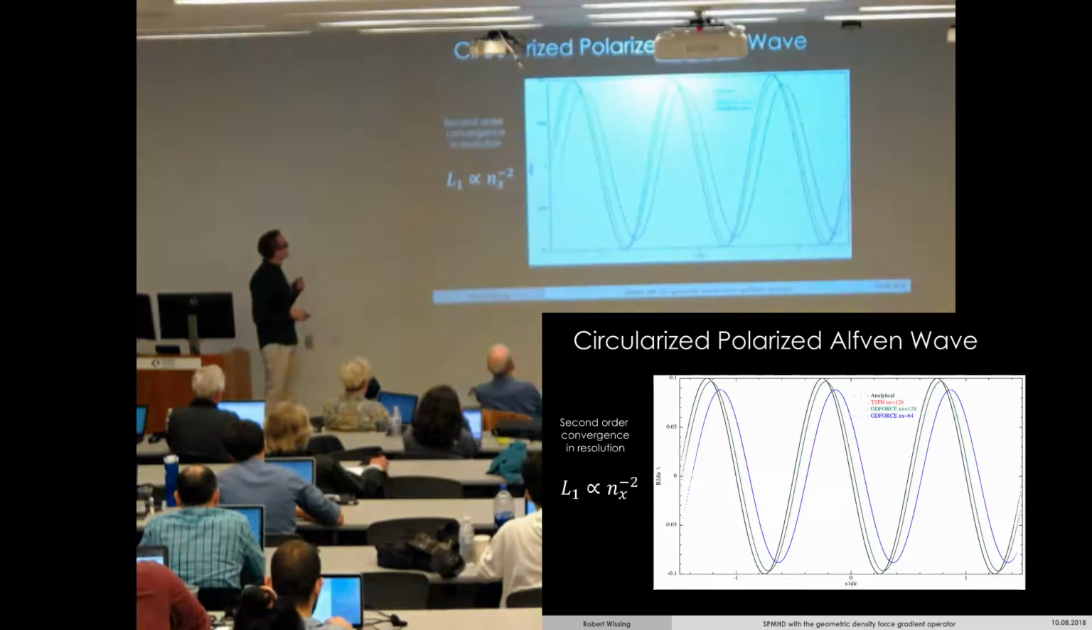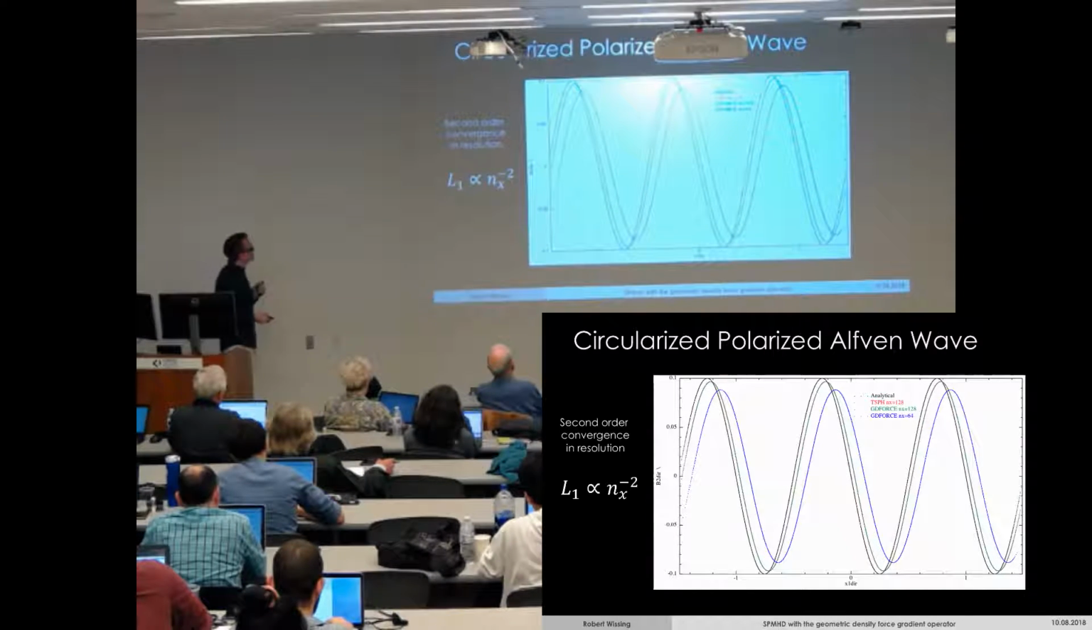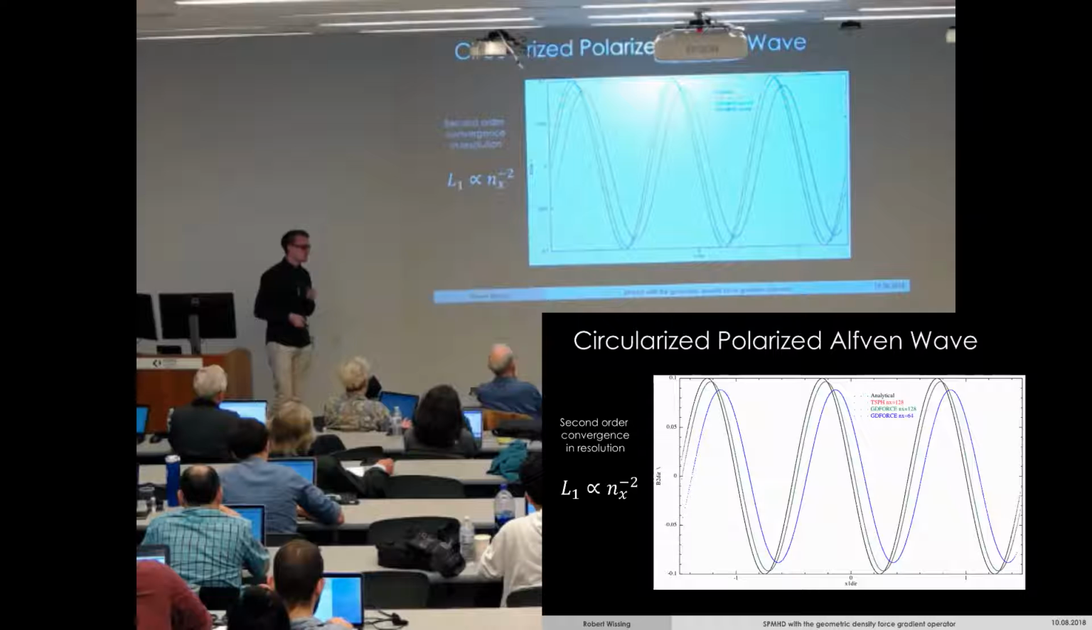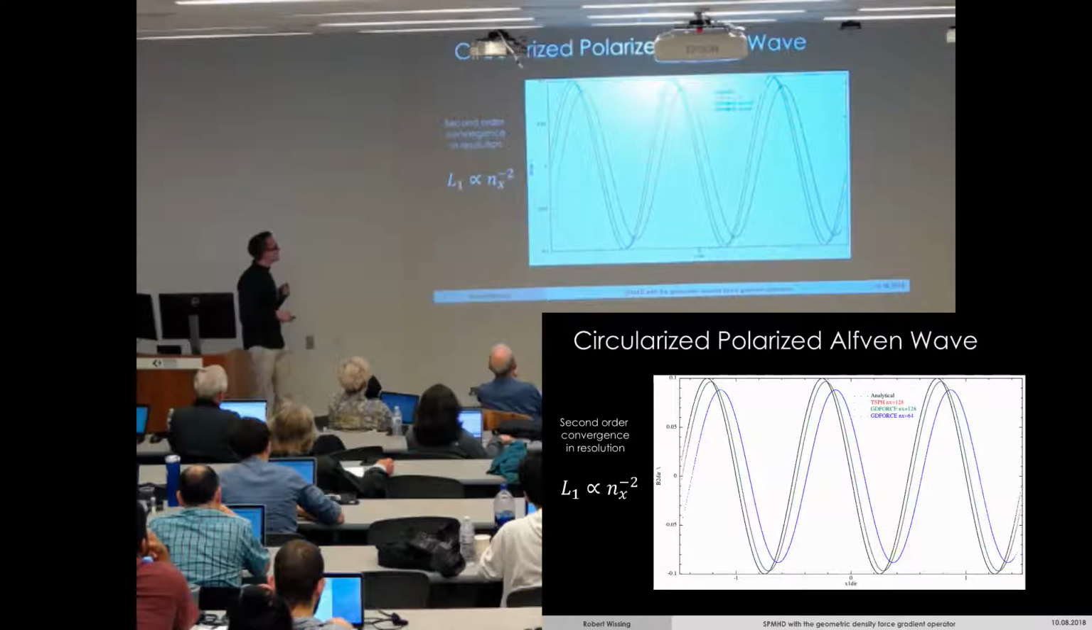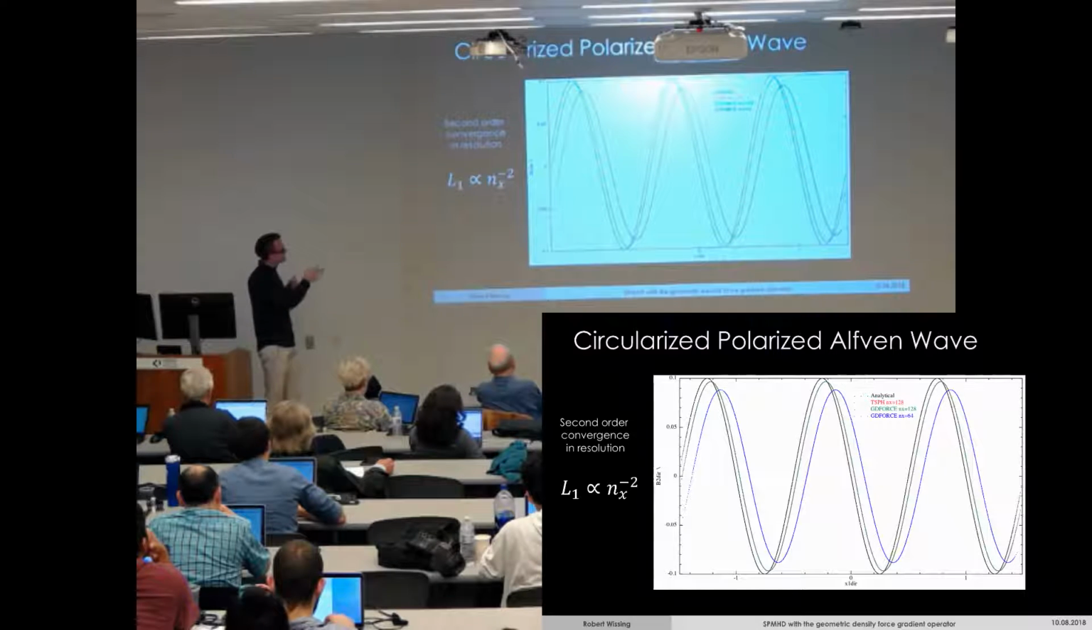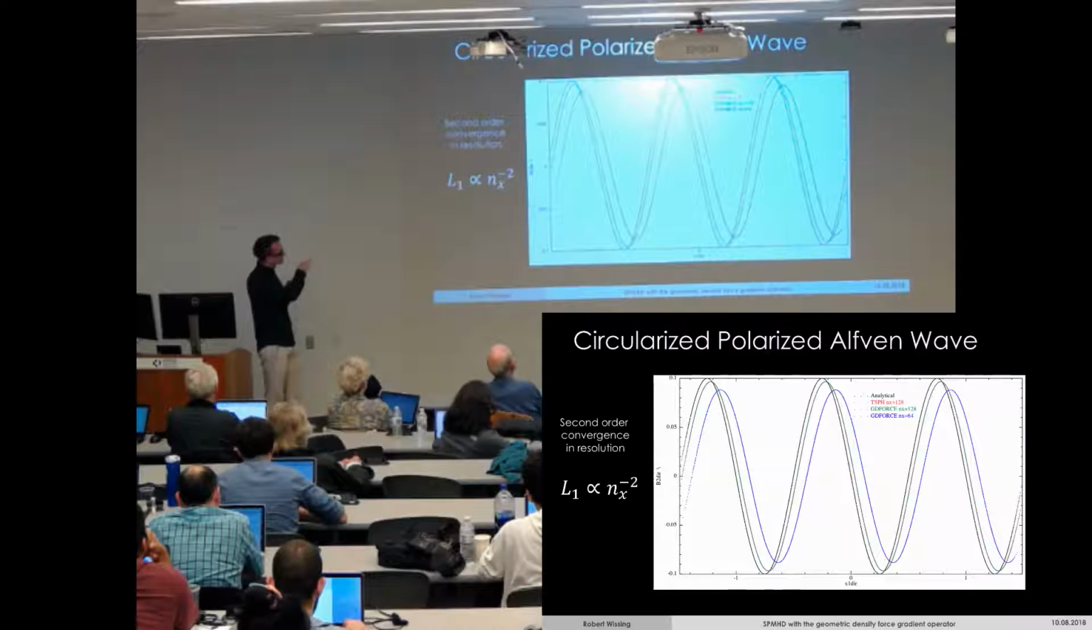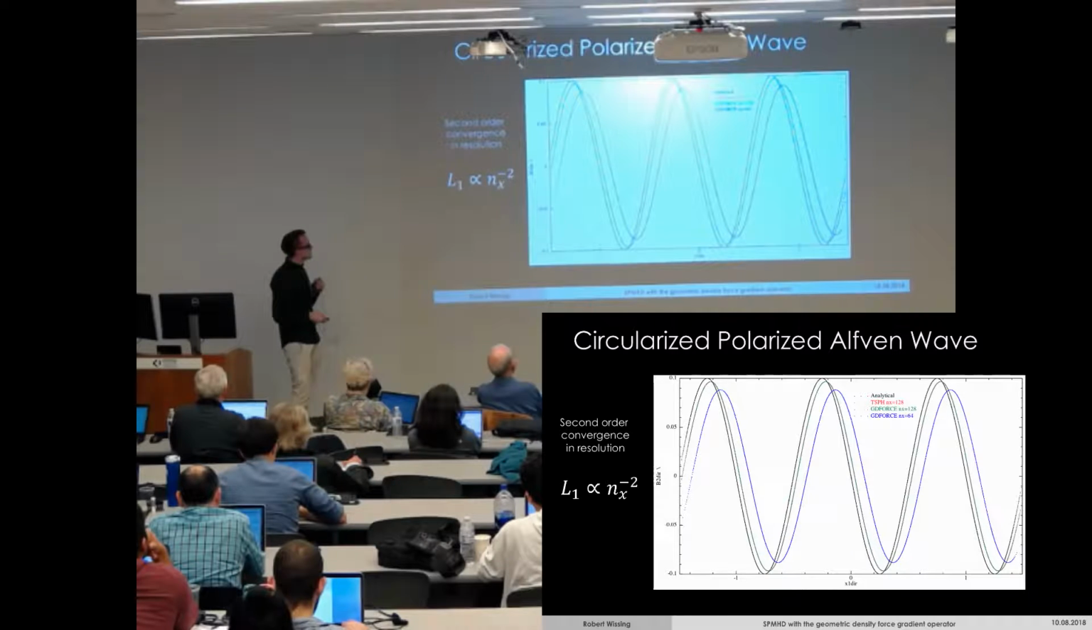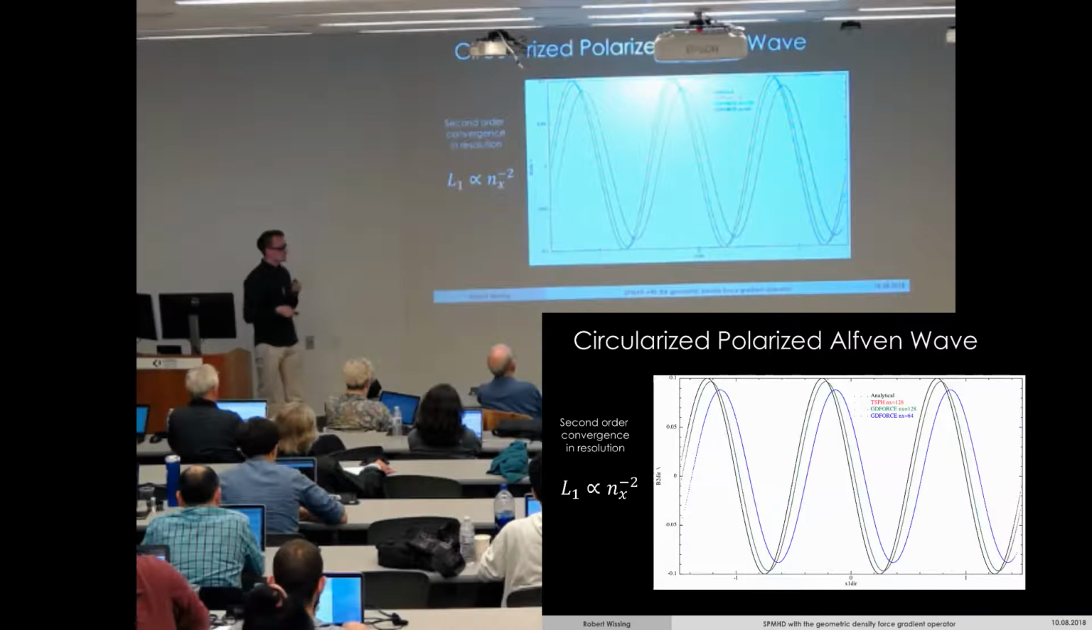because I don't have time. So the first one I was thinking of showing was the circularly polarized Alfvén wave, which is an analytical solution to the ideal MHD equations. And in SPH, if we don't add any dissipation, we would basically get the same solution every time. The same after each period, we would have no dissipation of this wave. However, we need to add dissipation for shocks. And what we find is that we have a second order convergence in resolution.